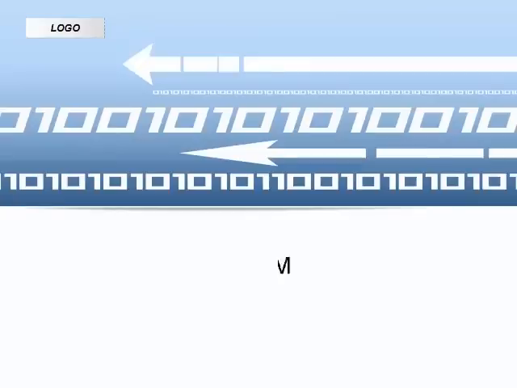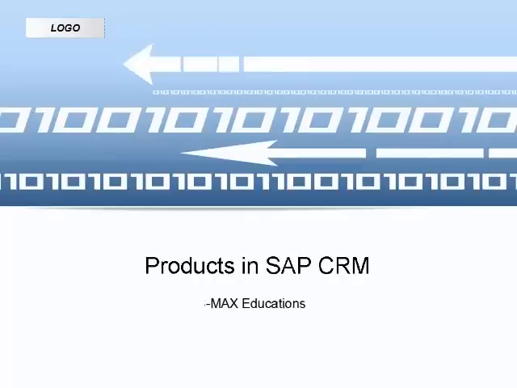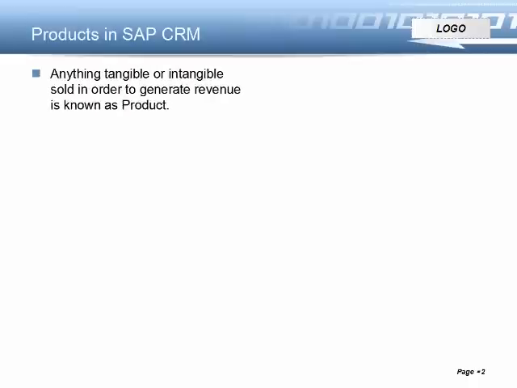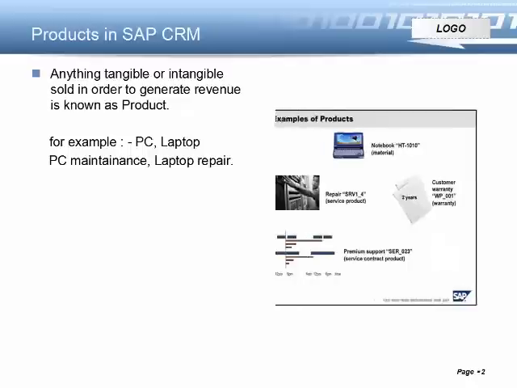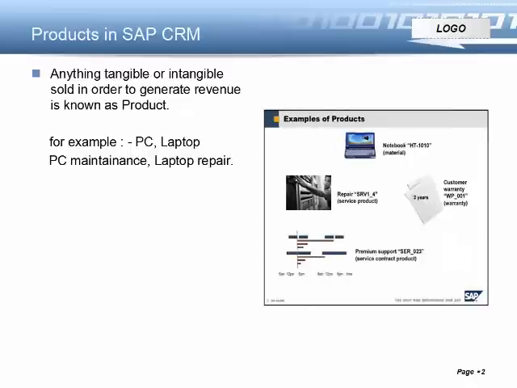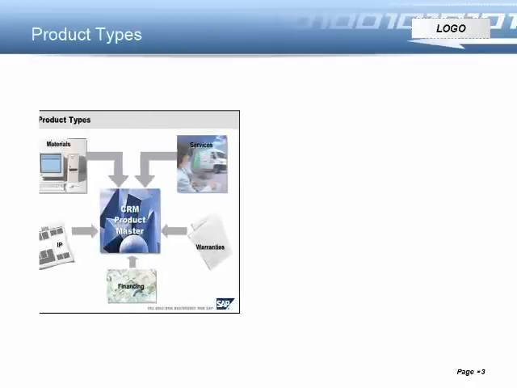Okay, let me tell you what the assignment is for you and what data you have to enter. What data will help you create and complete your assignment? We have covered the definition of products in CRM. We have covered different product types in CRM.